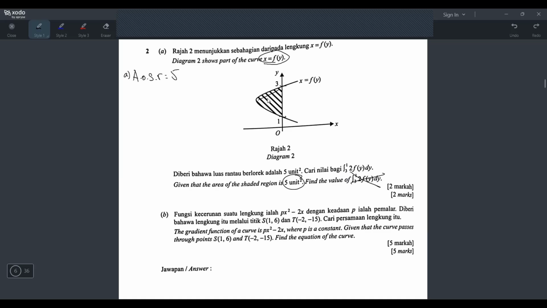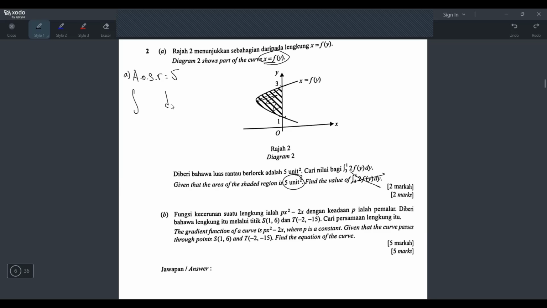Area of shaded region is 5, right? It means you can use integration to find the area, right? So it means integrate what? Integrate towards y-axis or integrate towards x-axis, this region. It's integrate towards y-axis, right? Because if you look at the curve, the region is towards y-axis. Okay, so you are integrating the curve towards y-axis.